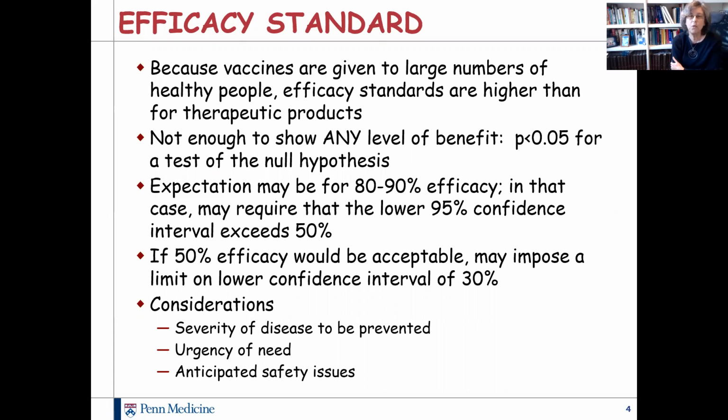So if you have a vaccine where you expect very high efficacy, you might want that lower confidence interval to be above 50%. In recent vaccine studies, for the COVID vaccines in particular, it was determined that the minimum level of efficacy that would be acceptable would be 50%, and that the lower confidence interval had to be above 30%. So that's something different. The considerations for how this is looked at are the severity of the disease to be prevented, how urgent the need is, and any anticipated safety issues.